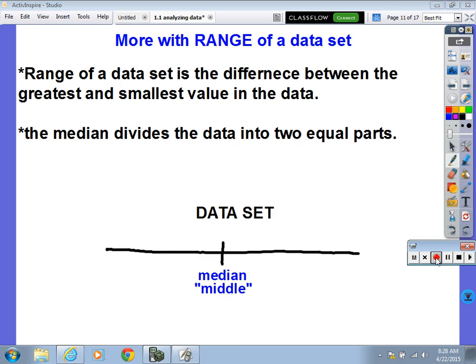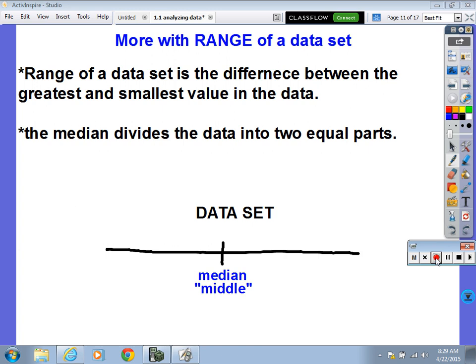Alright, so now we're going to dig a little bit deeper with range and with kind of medians. You guys have heard of box and whisker plots. That's what we're getting into, and we're going to peel back the layers of what a box and whisker plot is. So first of all, when we're talking about range, to find the range of this set of data, you'll take the largest number in the data set and you'll subtract it from the smallest number in the data set.